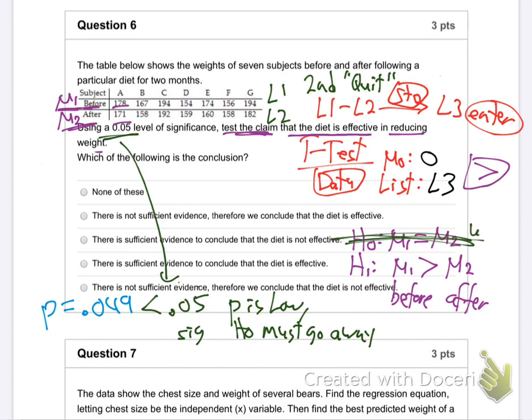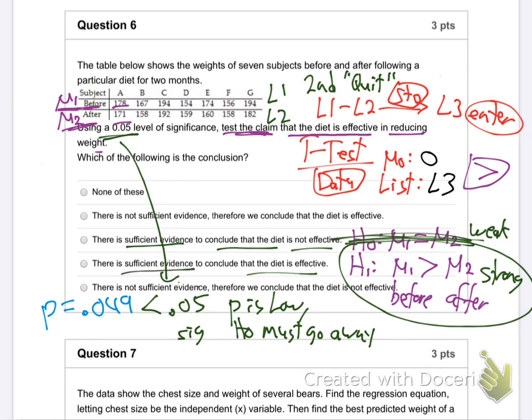And that was the weak evidence. I forgot to write that. Weak evidence, like always, and H1 is the strong. So we're keeping H1, which means we really believe from this data that there's strong evidence that mu1 is greater than mu2, that the before weight is greater than the after, which means the diet's working, huh? Right? They weigh less after, and there's strong evidence supporting that. So this data they gave us is strong evidence. So we would say there is sufficient evidence to conclude the diet is not effective? No. Sufficient evidence to conclude it is effective. There we go. It's that one.